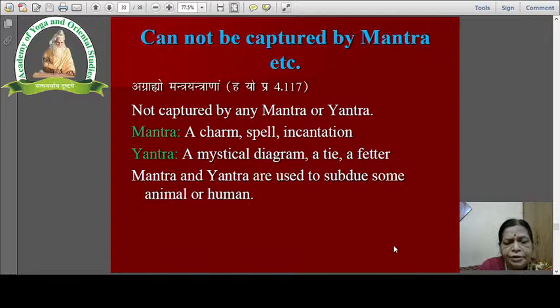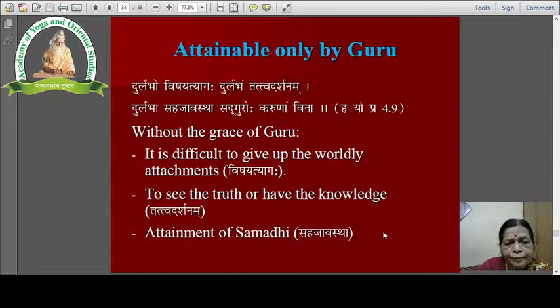Jantra is a mystical diagram. Jantra means a tie. Jantra also means a fetter. So there is no jantra which can tie the yogi. Mantra and jantra are used to subdue some animals or humans. But here, the yogi cannot be tied, cannot be subdued, cannot be captured by any mantra or any jantra.